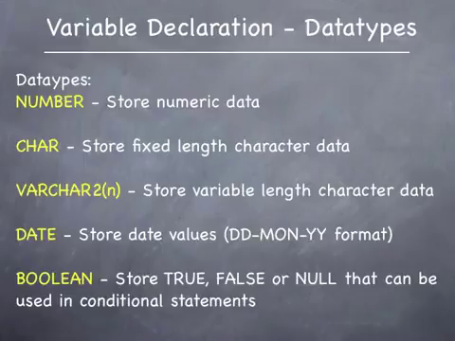The date data type allows you to store date type of values in a dd-mon-yy format. In PL SQL, you can have a data type called Boolean. The values taken by a Boolean variable can be true, false, or null. These types of variables are used in conditional statements such as an if statement.